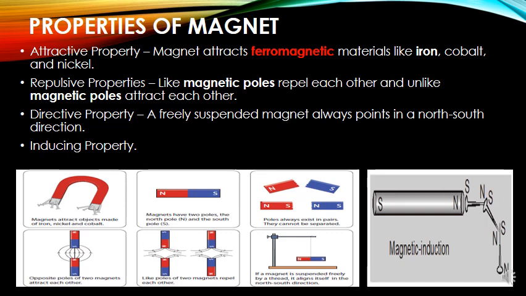Now you will be learning the properties of a magnet. You already know that a magnet will attract a few materials and those materials are called ferromagnetic materials. And what are the examples of those? The examples are iron, nickel and cobalt. So the first property you understood by the meaning of magnet itself. The first property is attractive property. A magnet attracts ferromagnetic materials like iron, cobalt and nickel. So this is the attractive property of a magnet.